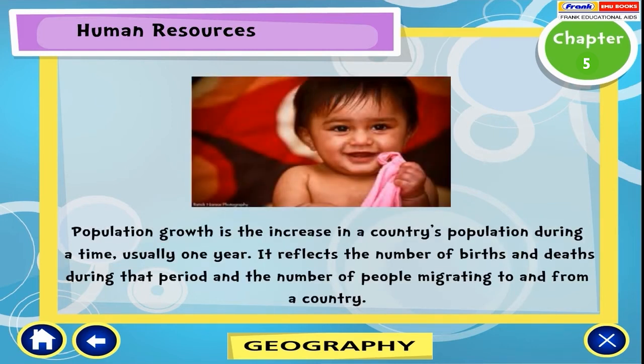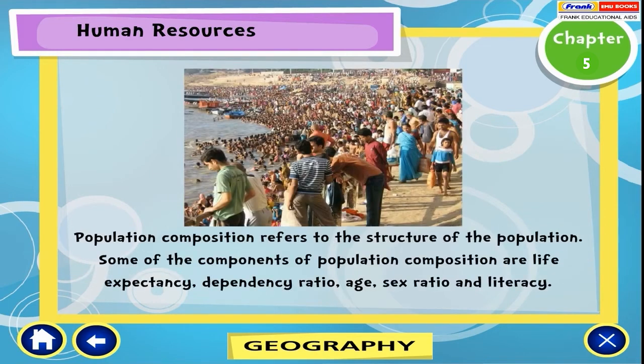Population growth is the increase in a country's population during a time, usually 1 year. It reflects the number of births and deaths during that period and the number of people migrating to and from a country. Population composition refers to the structure of the population. Some of the components of population composition are life expectancy, dependency ratio, age, sex ratio, and literacy.